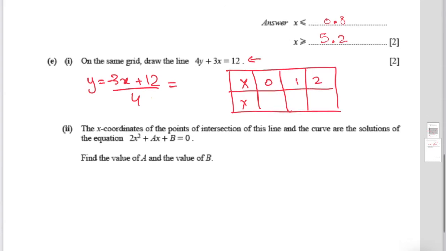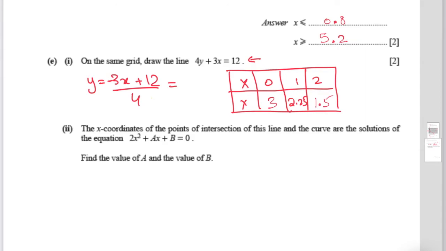We get 3 times 0 is 0 plus 12 is 12 over 4, which is 3. And this is going to be negative 9 over 4, which is going to be positive 9 over 4, which is going to be 2.25. Okay, I hope these values are visible. Then the next one is going to be 2, 3 or 6. 6 divided by 4 is 1.5.